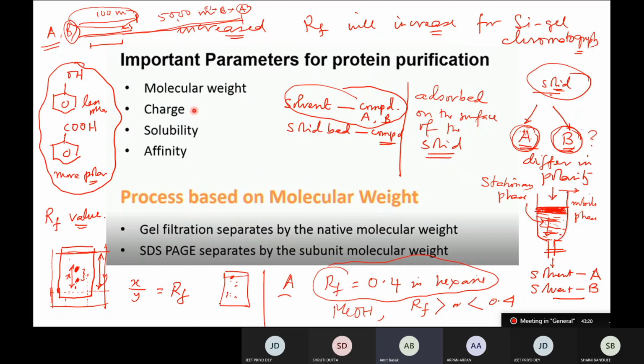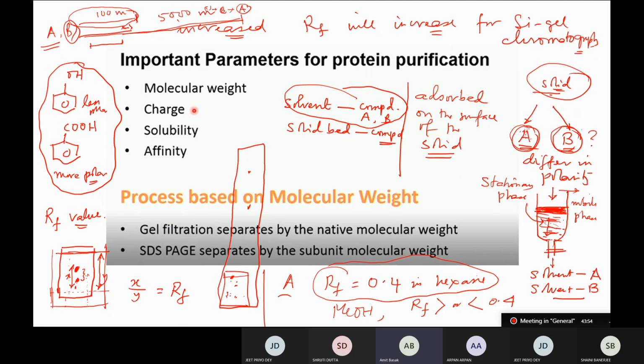The other option is that you make the plate very big, a larger plate, like the comparison between 100 meters and 5000 meters. If you make a larger plate, a larger distance to travel, then these two spots which were earlier very close, now if one is here, the other may be at this point, simply because they are traversing a larger distance. Okay, so this is the principle of chromatography.